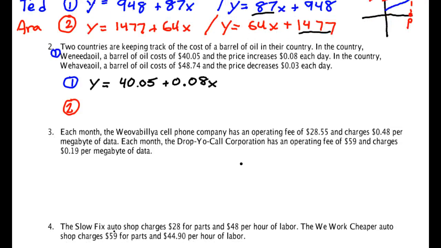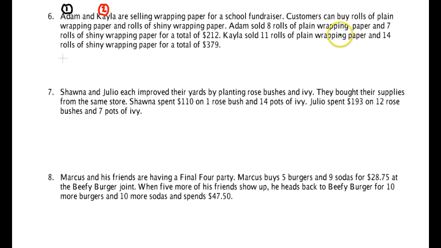Okay. So in number 6, we still have a system because we're talking about 2 people. Right? So we still talk about Adam and Kayla in this sense. And they're doing this fundraiser. Customers can buy plain wrapping paper and shiny wrapping paper. So we're not really talking about a slope and a y-intercept, but we're talking about 2 different items.